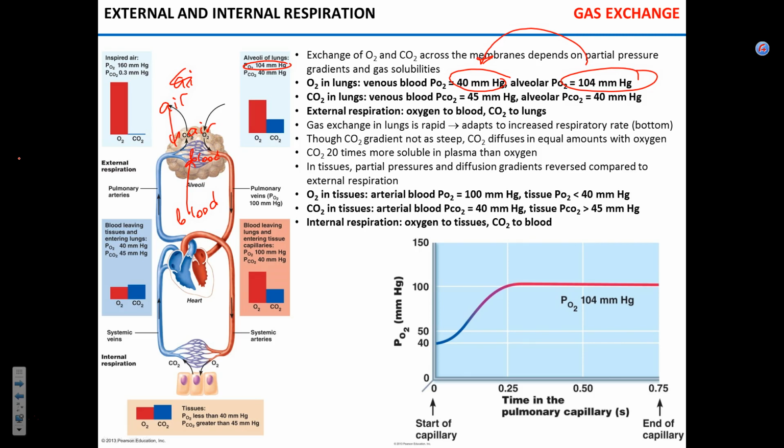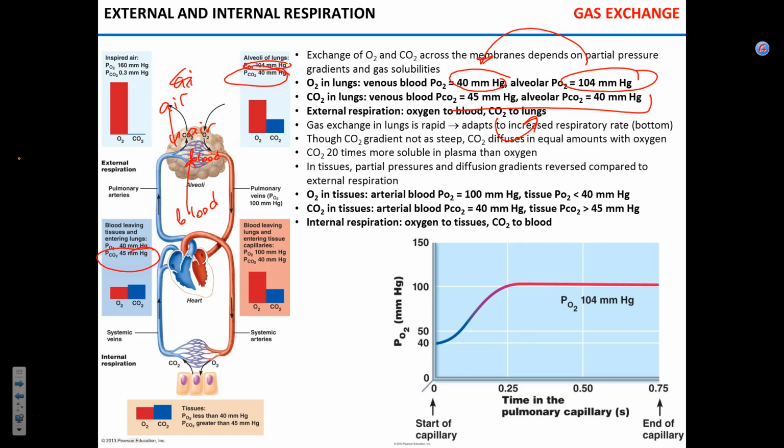Now, CO2. CO2 in alveoli is 40 millimeters of mercury. CO2 in the blood, 45. CO2, where does it go? Towards alveoli. Yes, from blood to alveoli. Does that make sense? Now, you see that the pressure gradient for oxygen is much steeper, right? 104 over 40 versus 45 over 40. You see what I'm saying?